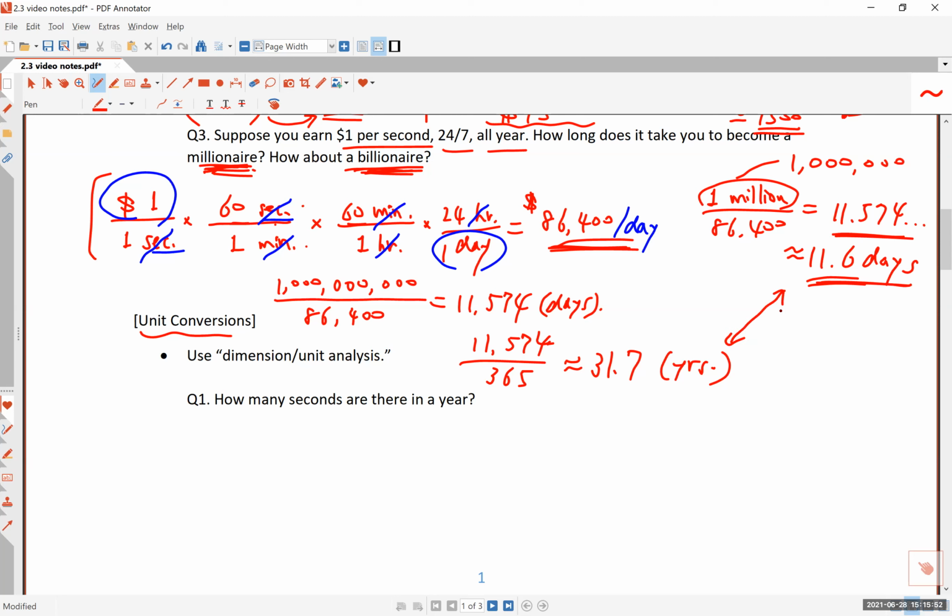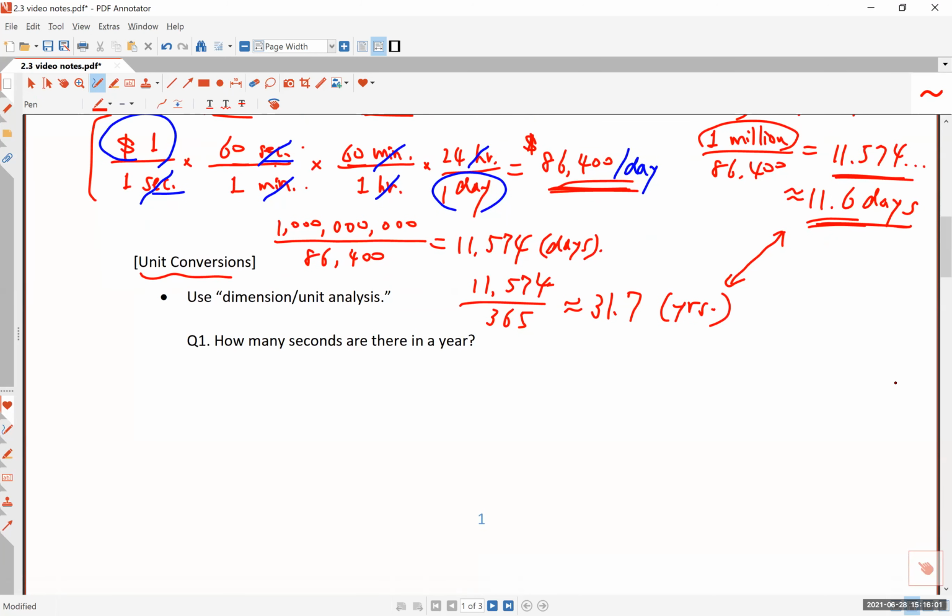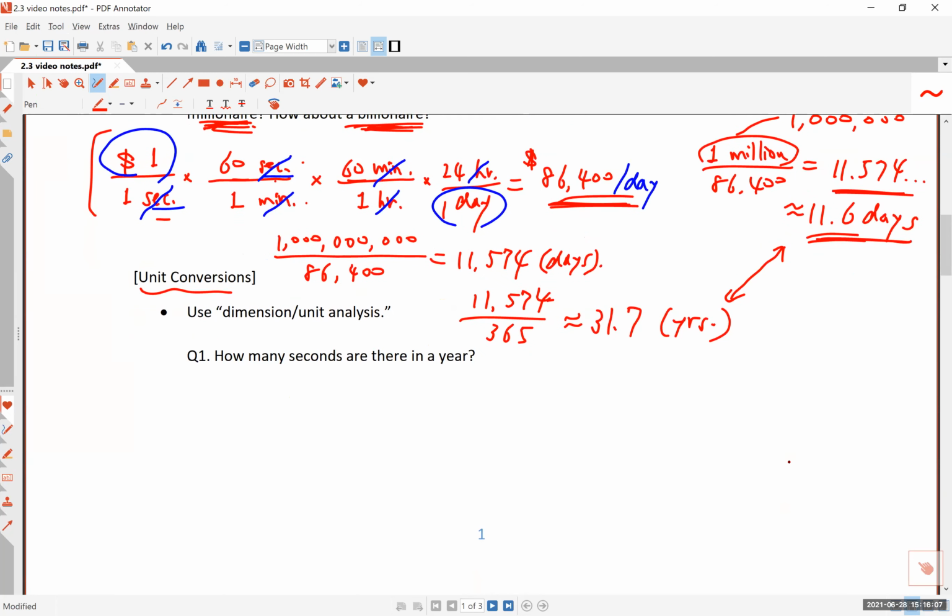And so it may be relatively easy to earn 1 million. It'll be much, much harder to become a billionaire. All right, so you can tell that units play an important role when you try to calculate these things. And this is called dimensional analysis or unit analysis. All right, let's do another problem here before we turn this on to the next clip.